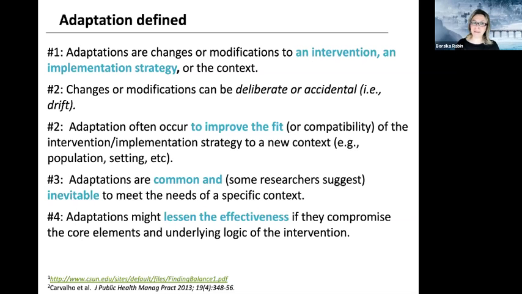And we know that adaptations are very common. You have reported that most of the projects you're working on have some form of adaptations, and often they are inevitable. They are needed to fit in a specific context. However, there are some concerns that if we are making dramatic adaptations, we can compromise the integrity of the intervention, and that can result in lesser effectiveness. And so that's something that generates a great tension of how much to change, when, and to what.